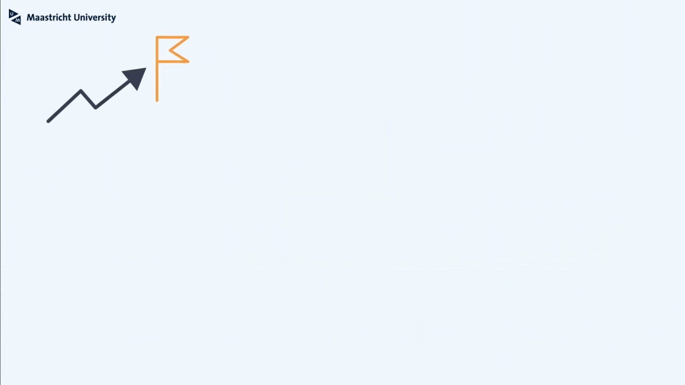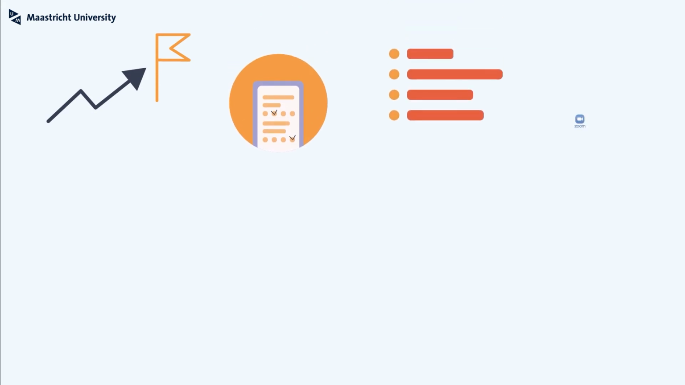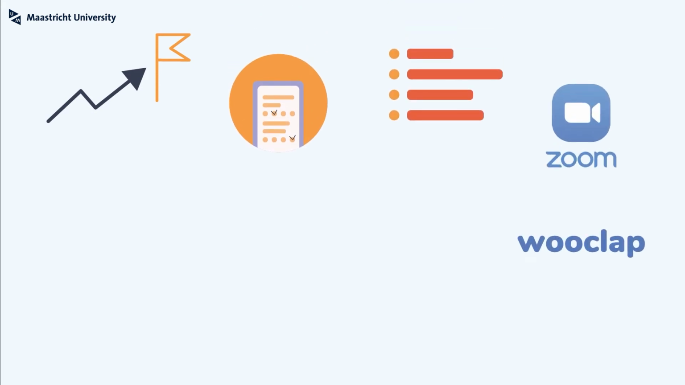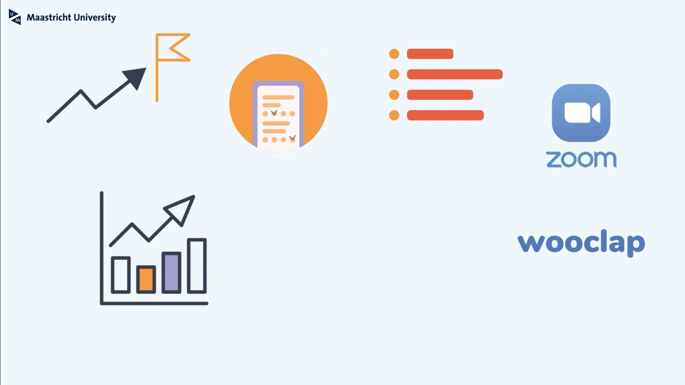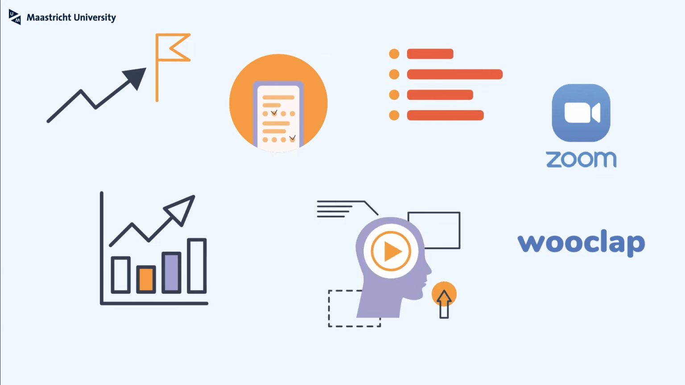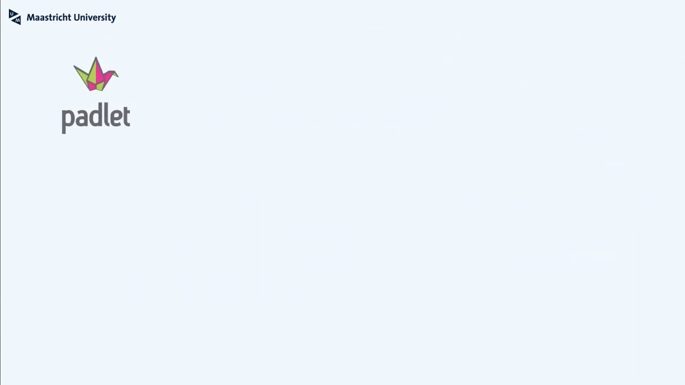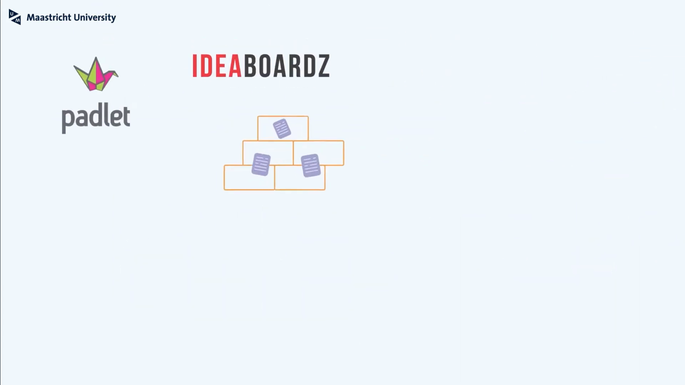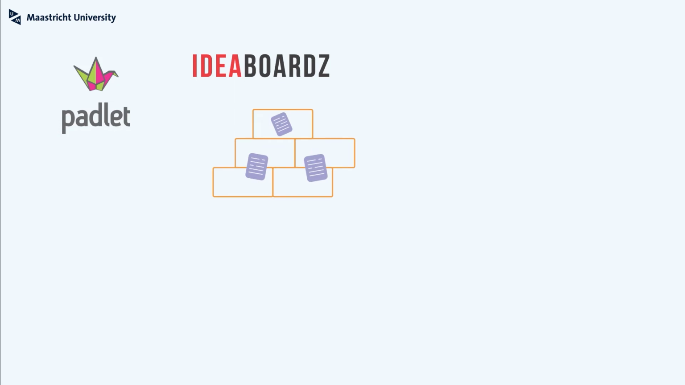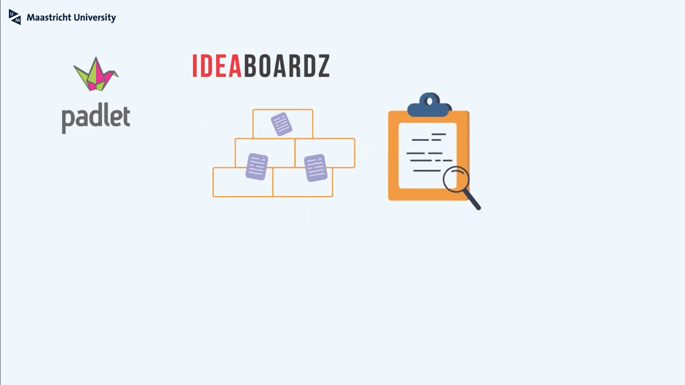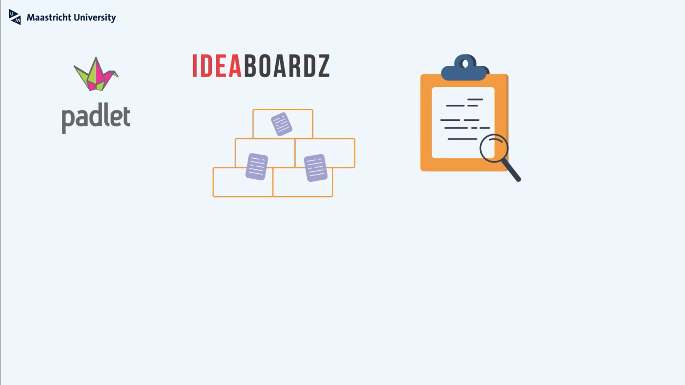Challenge your students. Make a mini quiz or poll. Use Zoom or WooClap. Show real-time analytics on their responses. By offering just-in-time rich information, you can gain their attention. Use tools like Padlet or idea boards, virtual walls with post-its for students. These provide a quick overview of answers to open questions.